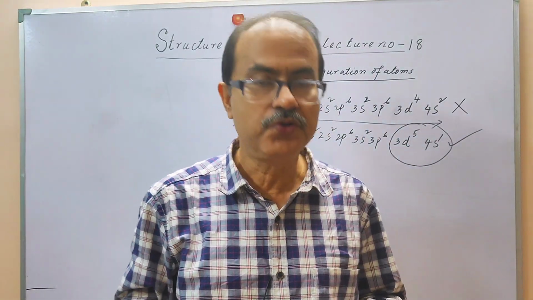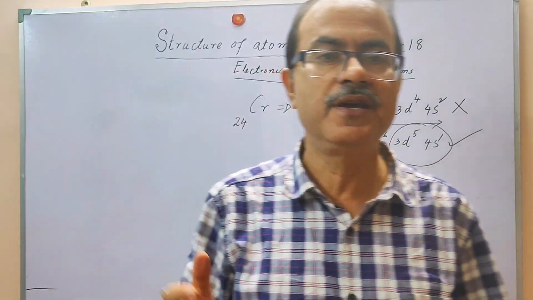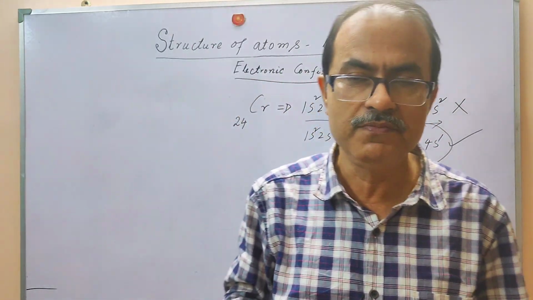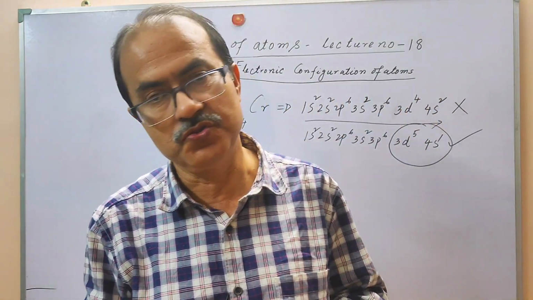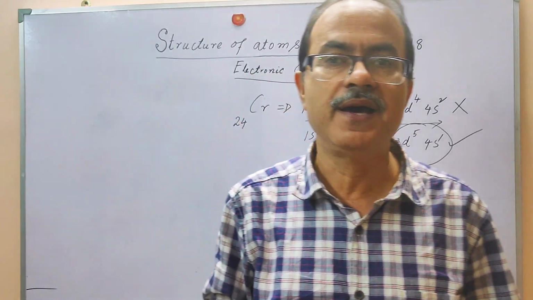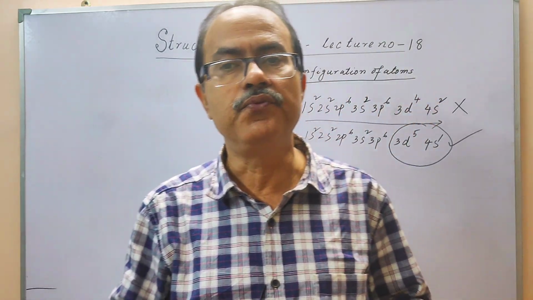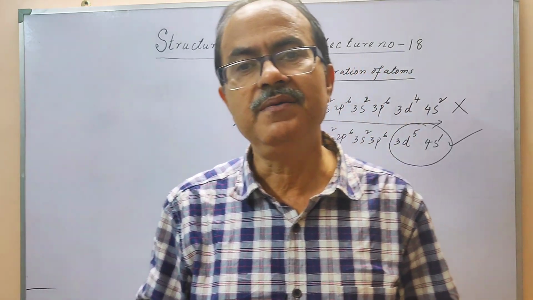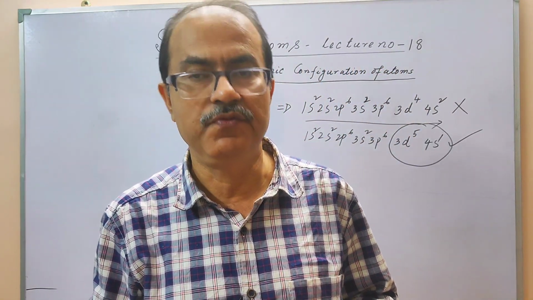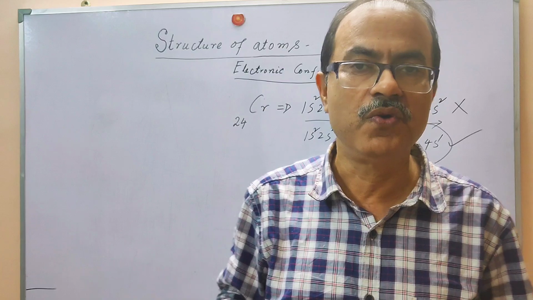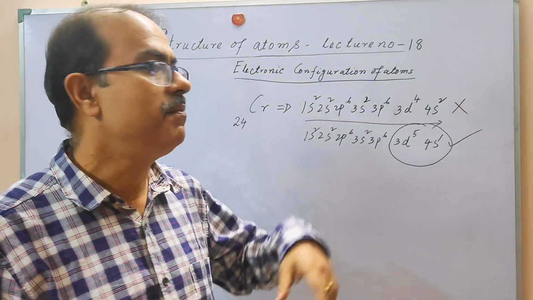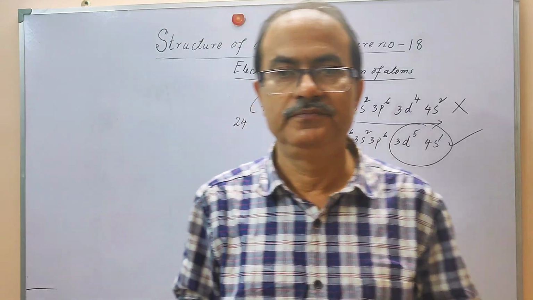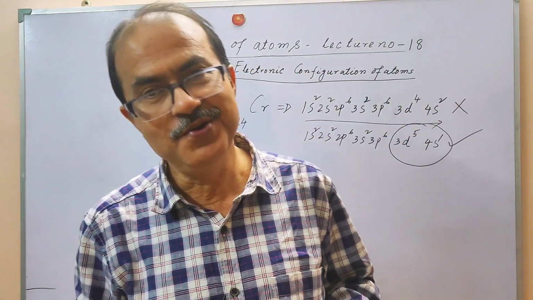So that is all for today's video. In today's lecture, we have discussed the electronic configurations of the atoms and some exceptions also. And we also understood that half-filled and fully filled orbitals are the most stable electronic configurations. And that is why you can see chromium has a different electronic configuration.